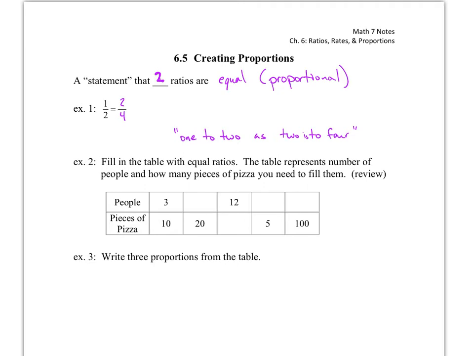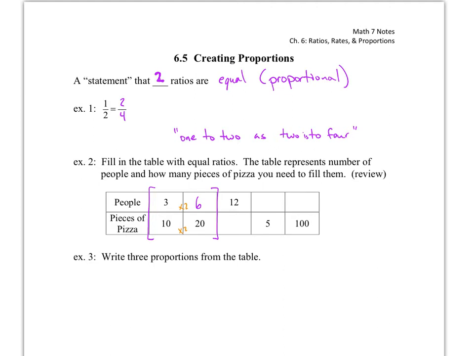So another way to think about that is you have a table of ratios. So this table represents a number of people and how many pieces of pizza you would need to fill them. So how many pieces will you need? If you have 3 people, you need 10 pieces of pizza. We're only going to look at 2 ratios here. 3 to 10 as blank to 20. What do you think would be on the top there? 6. Jake? 6. And Jake, you probably said, oh, that's because I did 10 times 2, so I got to do 3 times 2.